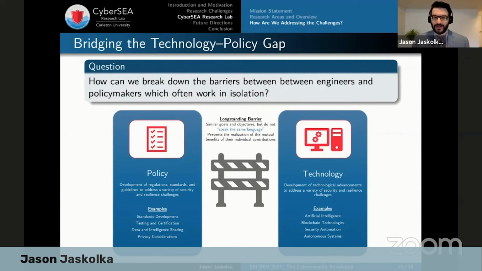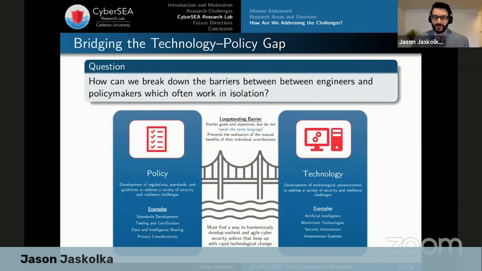And the long-standing barrier that exists is that these two groups have similar goals and objectives, but they don't speak the same language. This often prevents the realization of the benefits of their individual contributions. So what we're aiming to do is break down this barrier, and in place of this barrier, we want to start building a bridge. We want to find a way to harmoniously develop resilient and agile security policies that can keep up with the rapid technological changes that we see in these critical infrastructure systems.